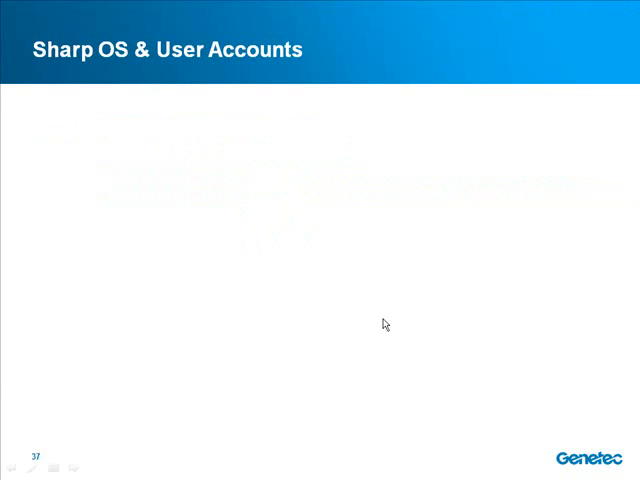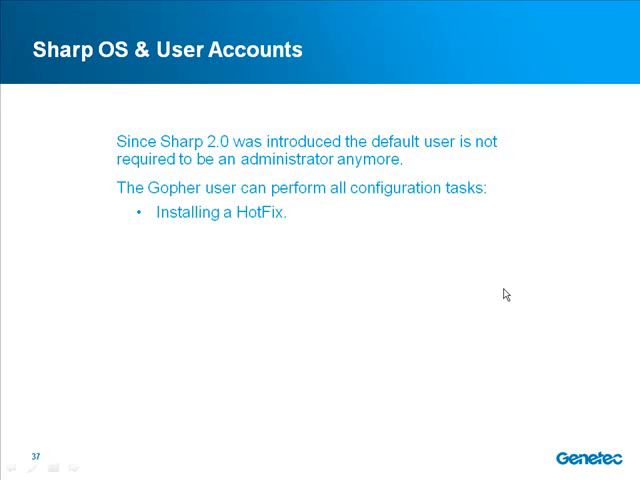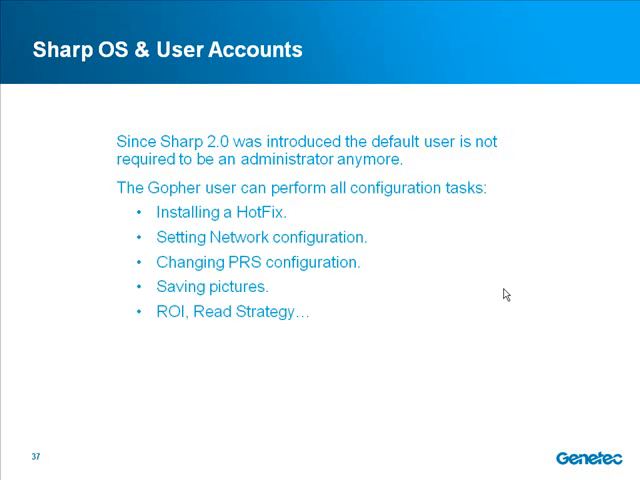Now before moving on from the configuration section, I'd like to just take a quick look at the default user that is accessing the operating system, which is the Gopher account. As of the Sharp XGA 2.0, we can now do everything with the Gopher user account as a local user and not as an administrator. So without having to have admin privileges, we can now install a hotfix, set the network configuration, change the plate reader server configuration, save pictures using the quick save, change the region of interest, modify the read strategy, and much, much more.